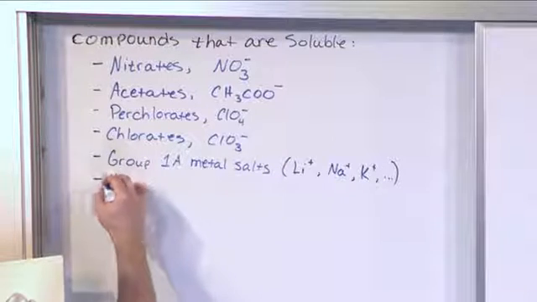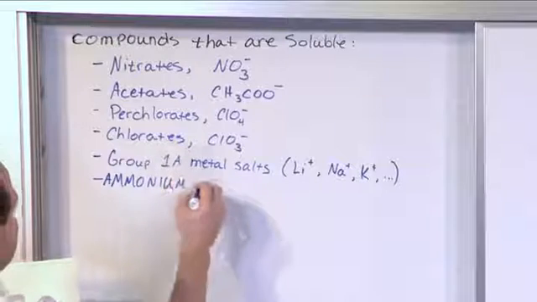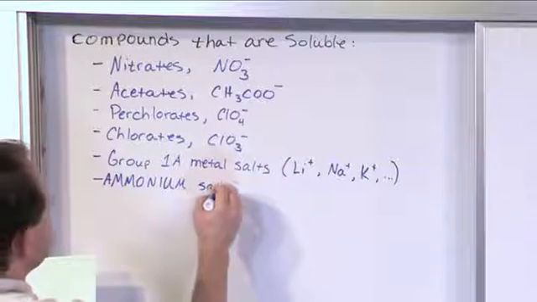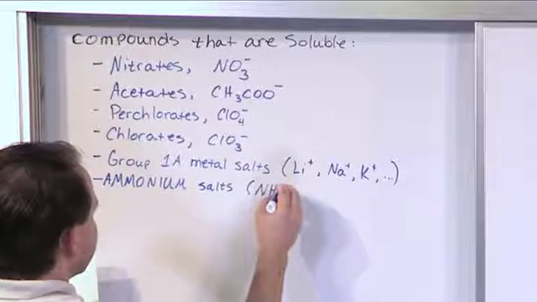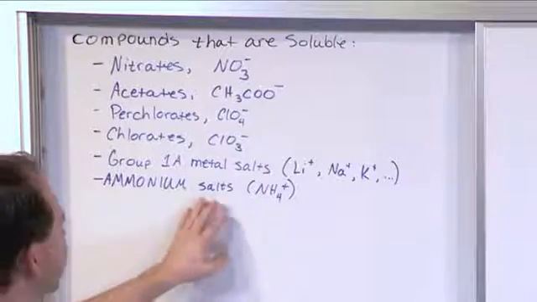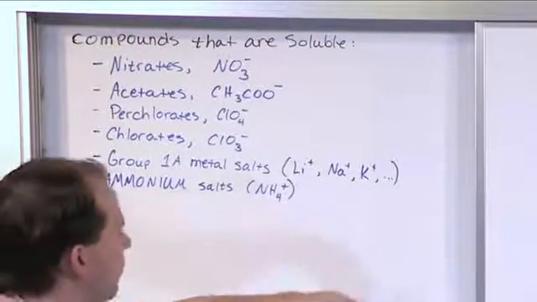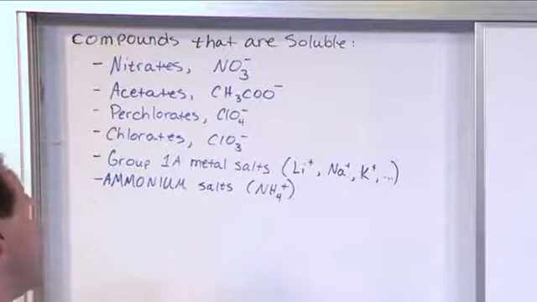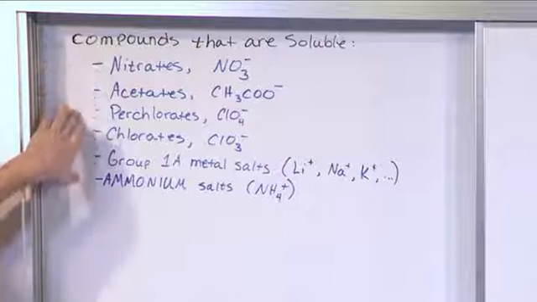Ammonium salts. Don't forget, ammonium is NH4. It's got a positive charge. When I say salt, it means it combines with something on the right-hand side of the table. So ammonium chloride, ammonium bromide, ammonium fluoride, things like that. Those are going to be soluble compounds. So this is the easy list because there's no exceptions really.